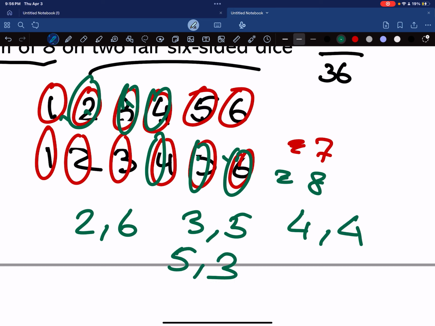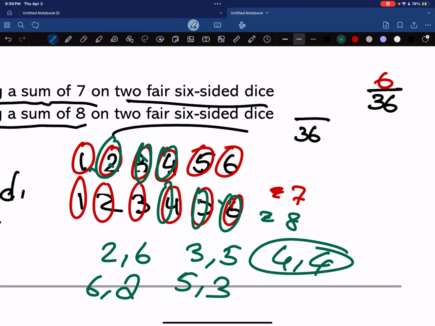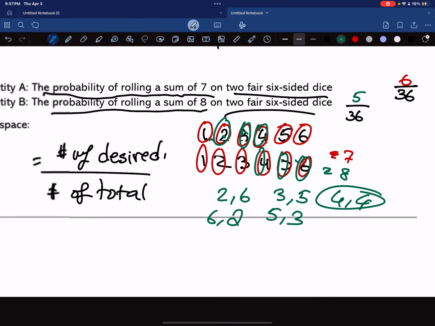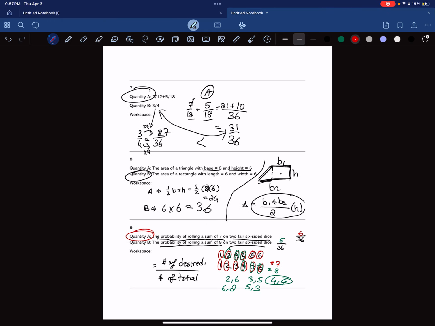Right? We can have these as another one, because the order doesn't matter. But 4 and 4 can only occur once. I don't know why that just erased. My bad. So this is going to be 1, 2, 3, 4, 5. And so since A has more desired outcomes, A is going to be the right answer here.